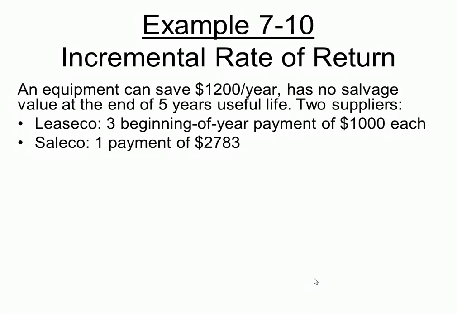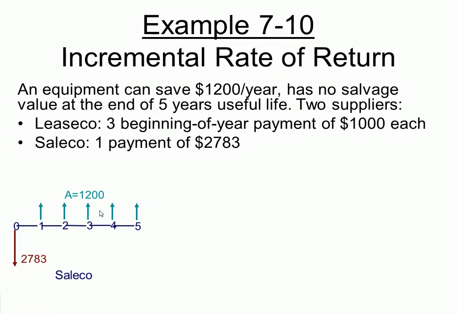So here's an example of an incremental rate of return calculation. We have equipment that can save $1,200 per year and has no salvage value at the end of its 5 years of useful life. We have two suppliers to go with. We can either choose LeaseCo, which offers 3 beginning-of-the-year payments of $1,000 each, or we can go with SaleCo, which offers an option of one payment of $2,783. So this is the SaleCo option. We have a single cost at the beginning of the entire period.